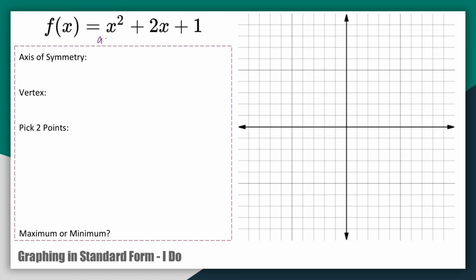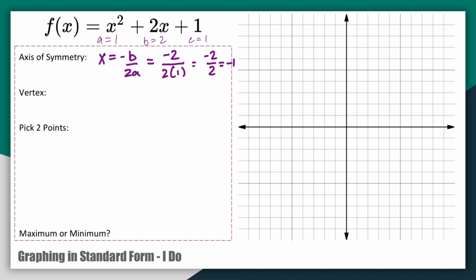Okay, so our a value here, we don't see anything, so it must be 1. Our b value, it's right in front of x, is 2. And our c value is 1. So because it was in that highest degree to lowest degree, I can just read left to right, okay? Then I go to my axis of symmetry. So x is equal to negative b over 2a, and I plug in my values. So negative b, because b is a positive 2, becomes a negative 2 over 2 times 1. Simplify further, we get negative 2 over 2, and then finally we get negative 1.